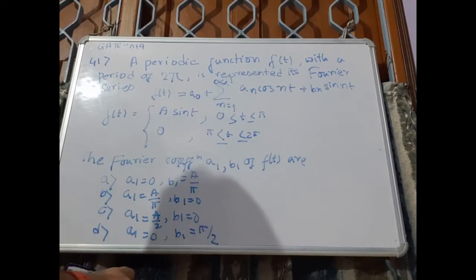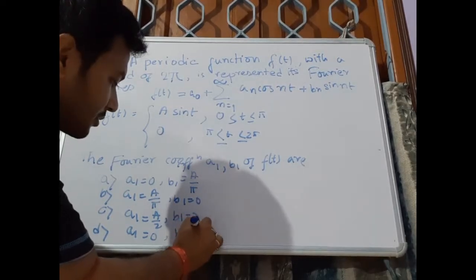to 2 pi. The Fourier coefficients a1 and b1 for f(t) are: option A, a1 equals 0, b1 equals a by pi. Option B is a1 equals a by pi, and b1 equals 0. Option C is a1 equals a by 2, b1 equals 0, and option D is a1 equals 0, b1 equals a by 2.